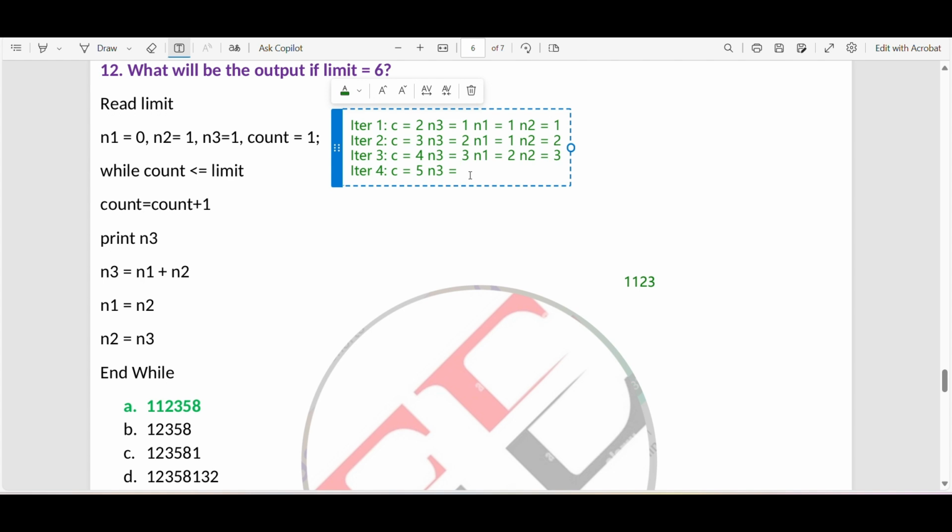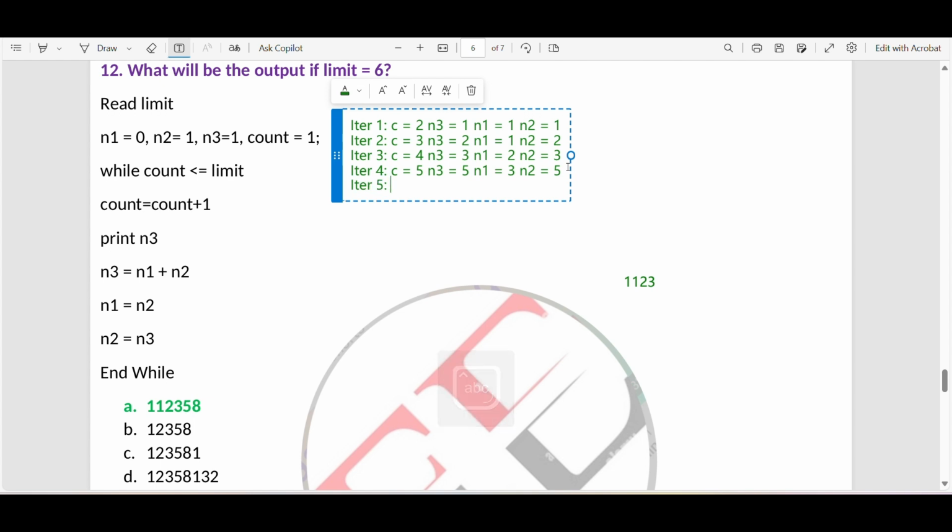And again we are going here and updating the value of n3, which is n1 plus n2. So 2 plus 3 will be 5, right? And next, what is n1 here? N1 is n2. So what is n2 here? It is 3. So n1 is 3. And what is n2 here? N2 is n3. So what is n3? It is 5. And n2 is also 5.